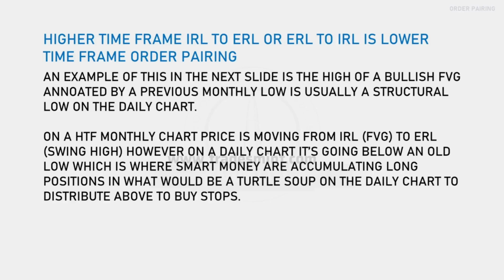So on a higher time frame monthly chart, price is moving from internal range, that fair value gap, remember, to external range, that was that swing high. However, on a daily chart, it's going to be below an old low, which is where smart money are accumulating long positions in what would be a turtle soup on a daily chart to distribute above those buy stops.